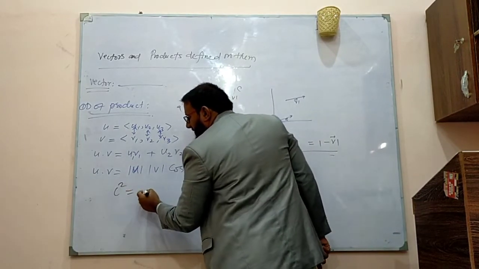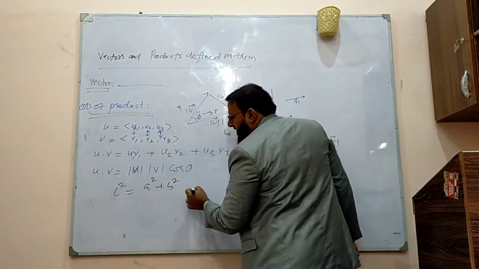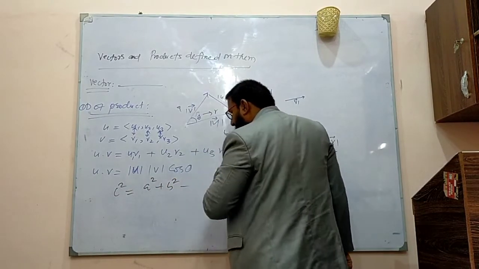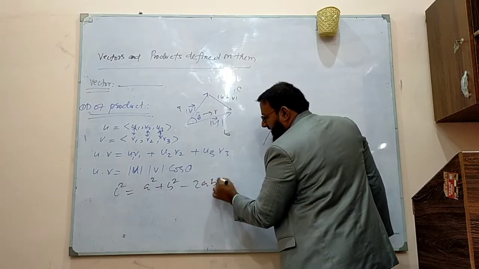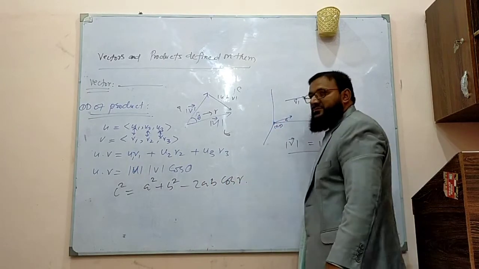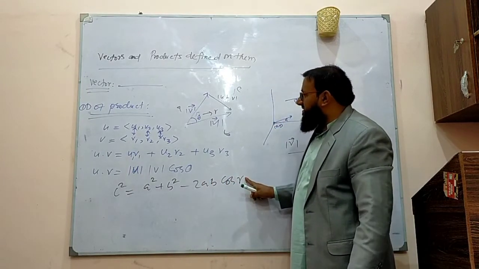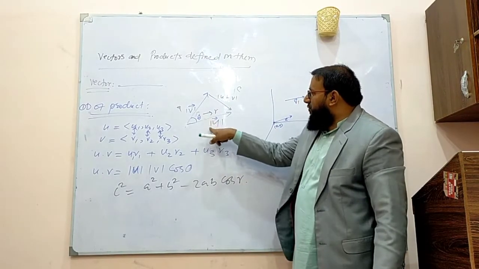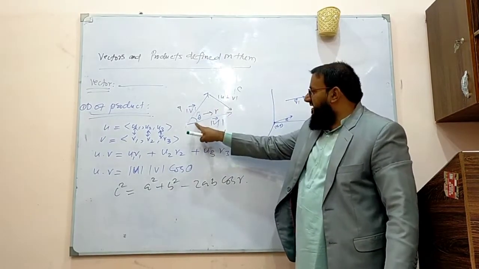You know very well the formula. C square is equal to A square plus B square minus 2AB cos gamma. I am going to convert this in the case of u, v, u minus v and theta.